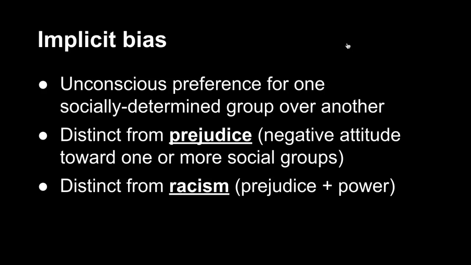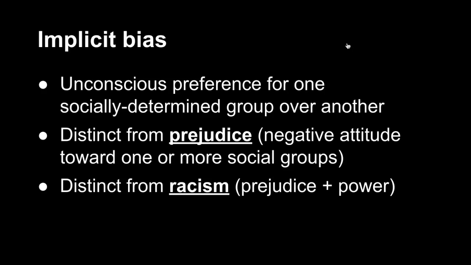So we've talked about the why. Let's now switch gears and talk about the what. Implicit bias can be defined as the unconscious preference for one socially determined group over another. And by socially determined group, we can think about those groups that fall along lines of, for example, race, class, gender, etc. So implicit bias is distinct from prejudice. Implicit bias is a preference, whereas prejudice is a negative attitude toward a specific social group.